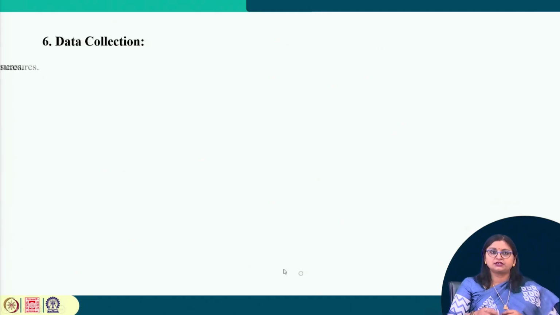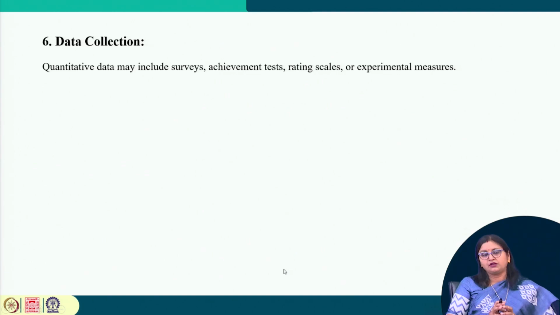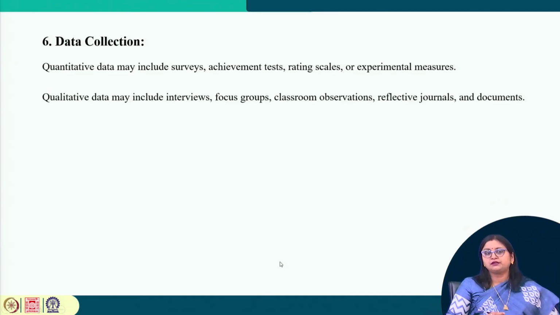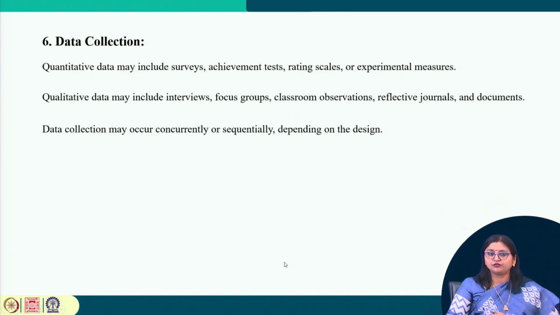The next step is data collection. When you have decided who will be your sample and what will be the sampling tool, then go for the data collection. Quantitative data may include surveys, achievement tests, rating scales or experimental measures, whereas qualitative data may include interviews, focus groups, classroom observation, reflective journals and documents. I am mentioning everything from the educational perspective. Data collection may occur concurrently or sequentially depending upon the design.